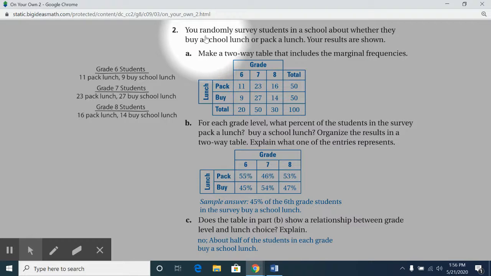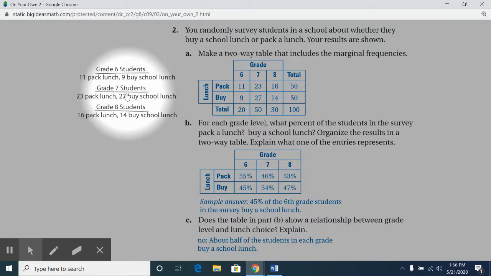So this is saying you randomly survey students in a school about whether they buy a school lunch or pack a lunch. Your results are shown. First off, make a two-way table that includes the marginal frequencies. Let's remember, we kind of need those marginal frequencies in order to get these percents anyway, right? But marginal frequencies are these totals here, okay? Let's remember that. It's those totals. These are joint frequencies, these ones on the inside here.